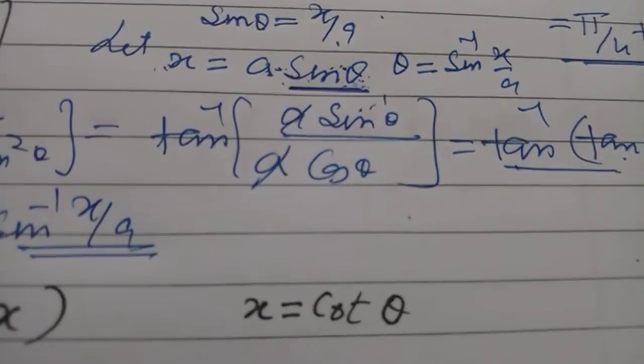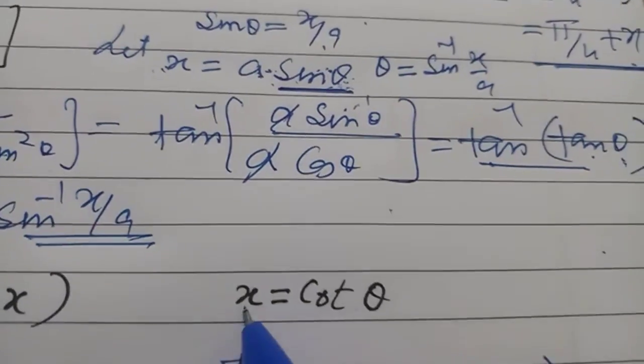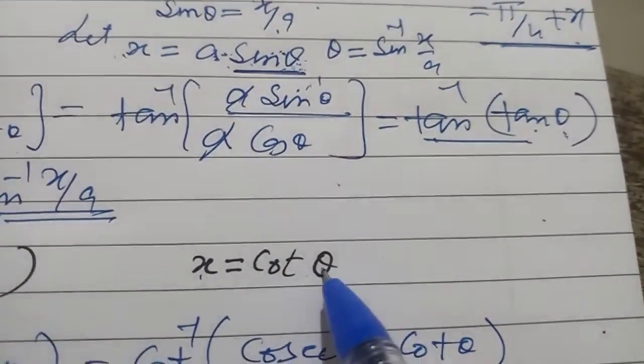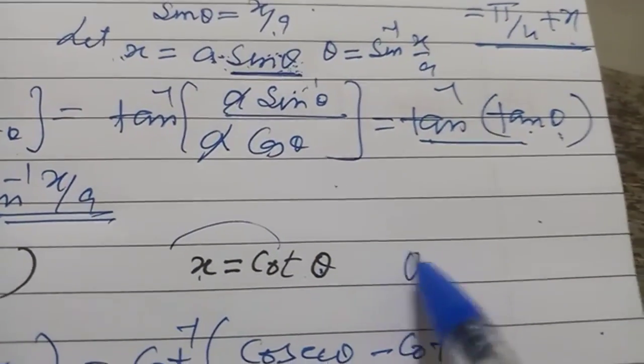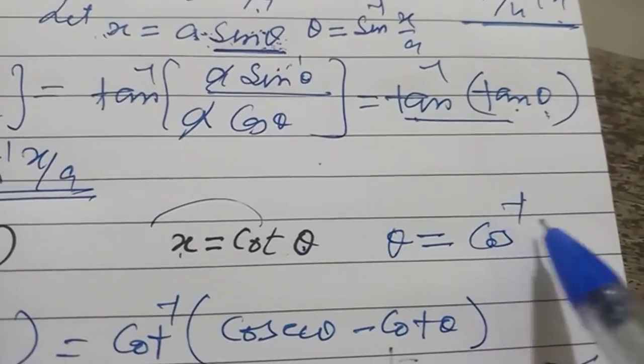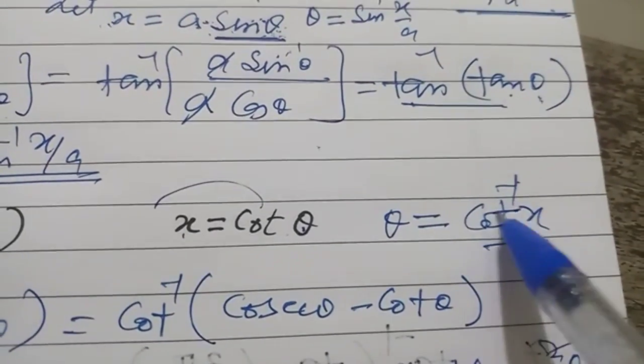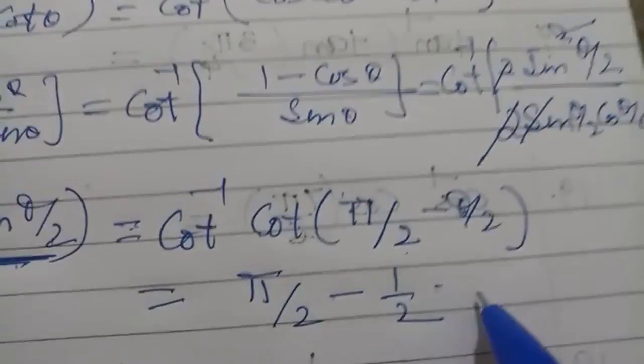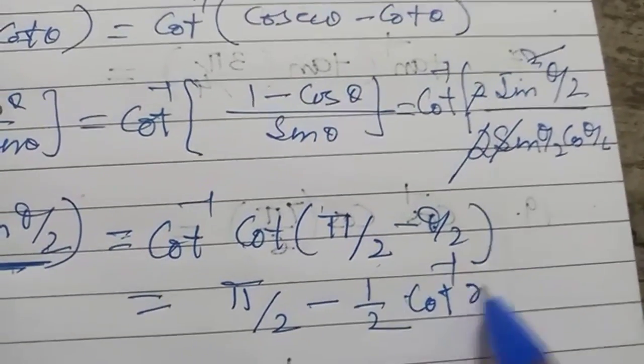From where do we get the value of theta? We have supposed x equals cot theta. So what is theta here? Shift this cot here. Theta equals cot inverse x. So this is going to be cot inverse x here.